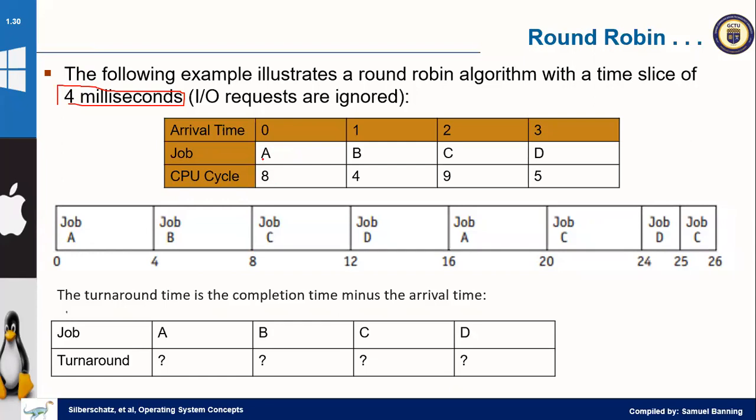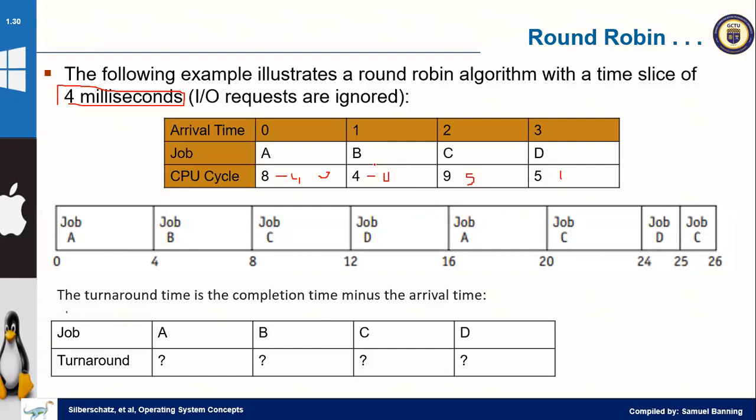A had 8 CPU cycles. It has executed 4. So now it will be left with 4. B is brought in. B executes 4. Now it is left with 0. C is given. C has 9, so it will be left with 5. D is brought in, D has 5, it will be left with 1. A now has 4, so it will be executed. A is now having 0, it's taken out of the system.